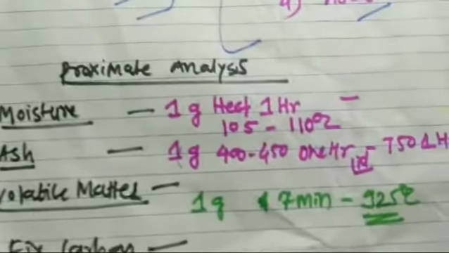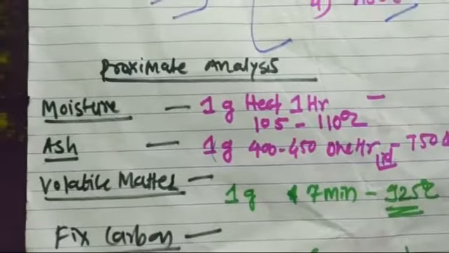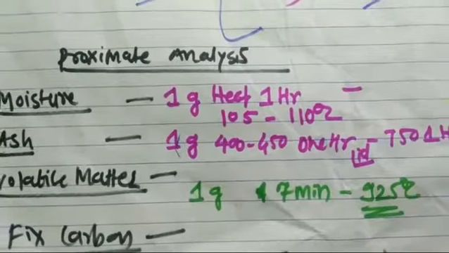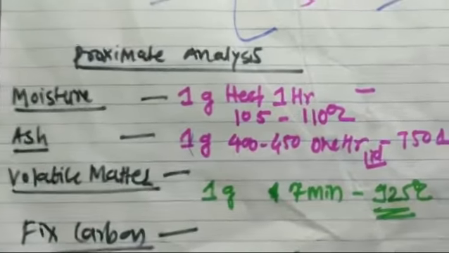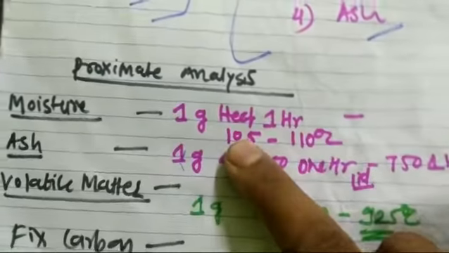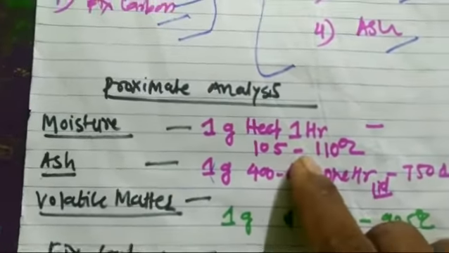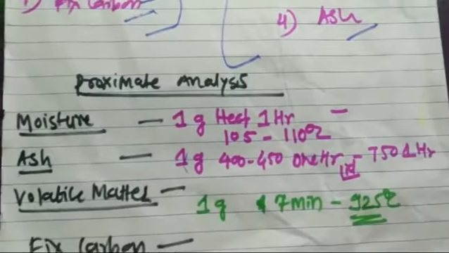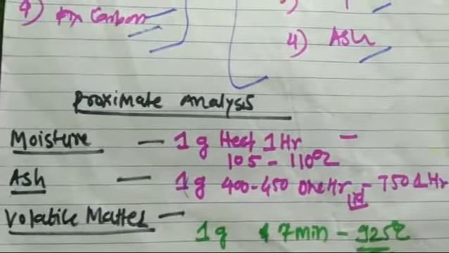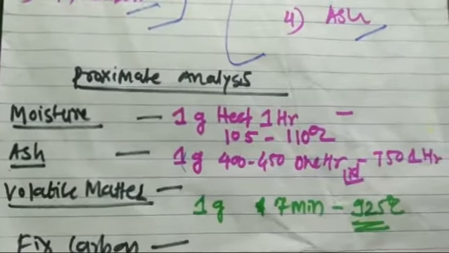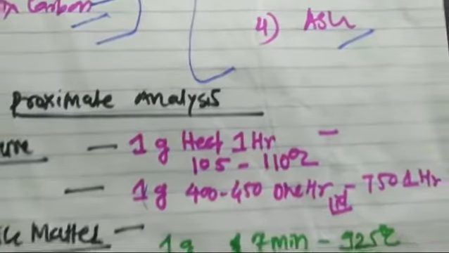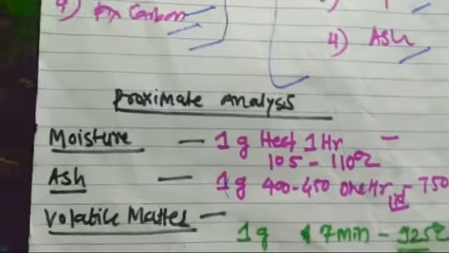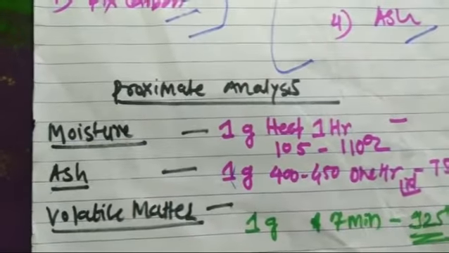So in proximate analysis, the moisture is analyzed by the method of taking 1 gram of coal sample and heating it for 1 hour at 105 to 110 degrees Celsius. So all the water is evaporated. So we calculate the moisture percentage by loss of weight into 100 divided by weight of coal. So this is the analysis of moisture.